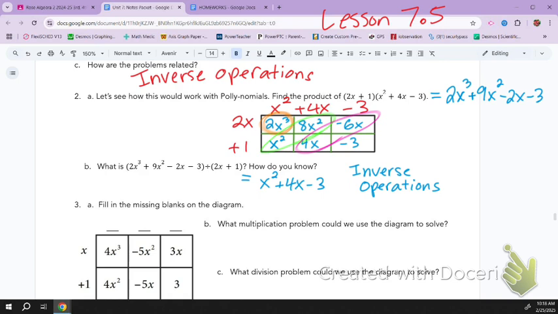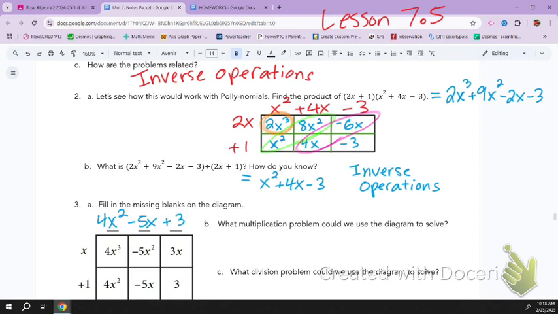Are you ready? Number 3 says we're going to fill in the blanks. So I have my divisor over here, and I'm trying to work backwards. What needs to go here? What needs to go here? What needs to go here? We got it already? 4x squared. And I just want to confirm. X times 4x squared gets me this highest degree, but it also fits this box too. What was the next one? Negative 5x. It works here, it works here. Remember, we're multiplying. Last box.